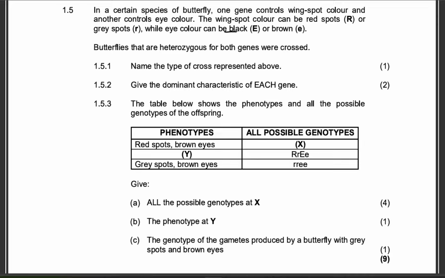And each trait or each gene is going to have its alleles. Okay, so you need to be able to break that down before you even look at the questions. Please follow the same strategy in a test and also in an exam.